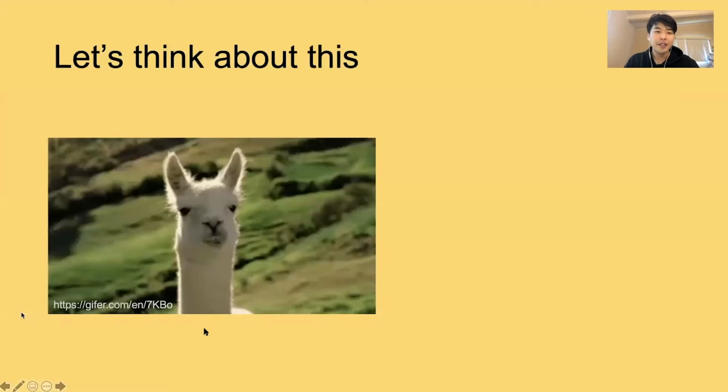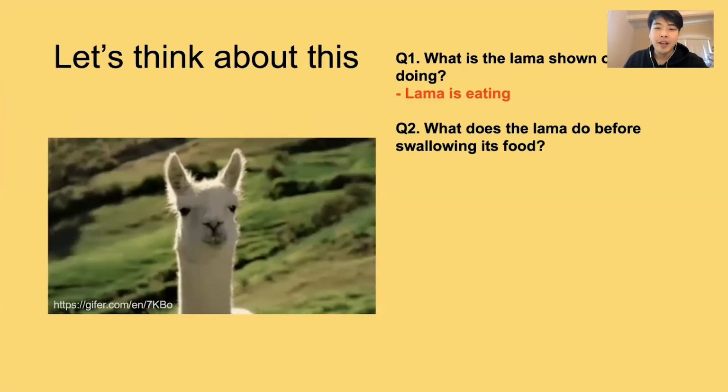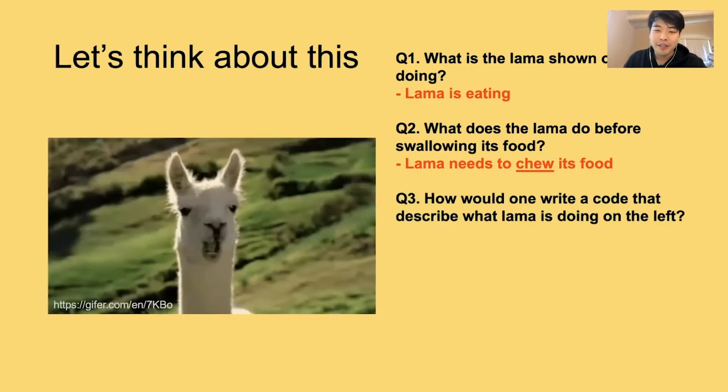Moving on. Let's think about this. We have a llama here. What is it doing? Yeah, obviously it's eating, right? Llama is eating. Eating what? I don't know. We don't care, right? All right. What does the llama do before swallowing its food? Well, it has to chew, right? It needs to chew its food. We have to chew our food too, because why? It's very important for our health, okay? Now, question number 3. How would one write a code that describes what the llama is doing right now?